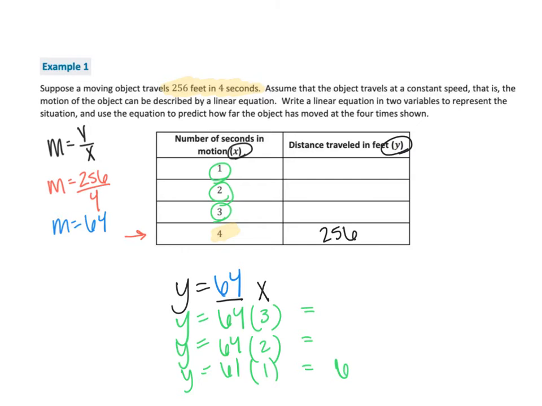Alright, I'm going to do all of these out. 64 times 1 is 64. 64 times 2 is 128. And 64 times 3 is, sorry, my calculator messed up, 192. Alright, so I'm going to fill these in. And this is just a review of things we have learned before. So this is a linear equation, which means if we were to graph this, it would create a line, okay, on our graph.